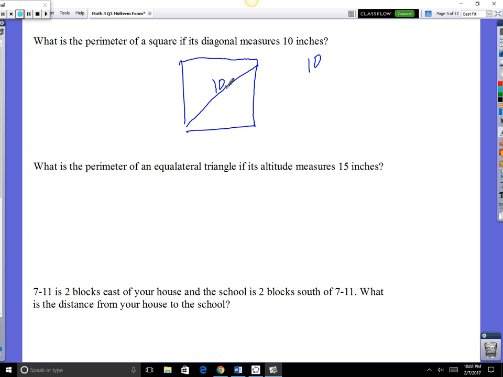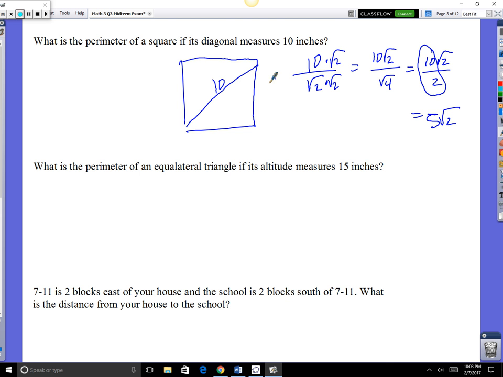You're going to undo times square root of 2, so you're going to divide by square root of 2. And you can't have a square root on the bottom, so multiply the bottom by square root of 2 and the top by square root of 2. And you have 10 square roots of 2 on top. On the bottom you got square root of 4. So we got 10 square roots of 2 over 2. And these are both outside, so they play together. 10 divided by 2 is 5. So 5 square roots of 2, that means this side is 5 square roots of 2.